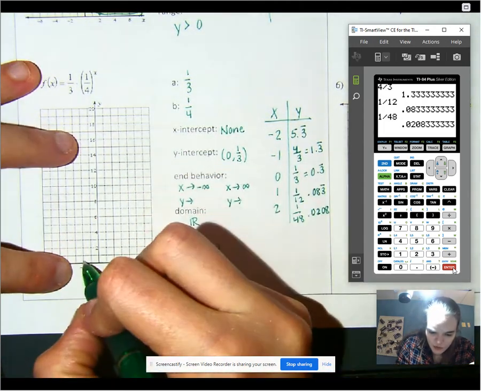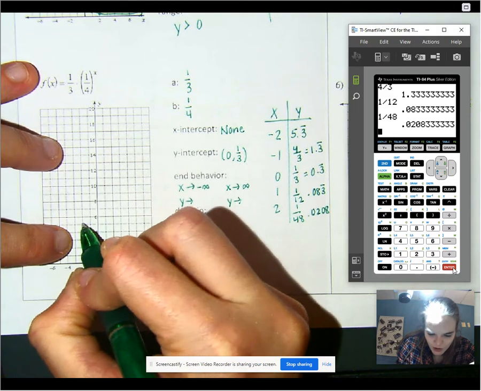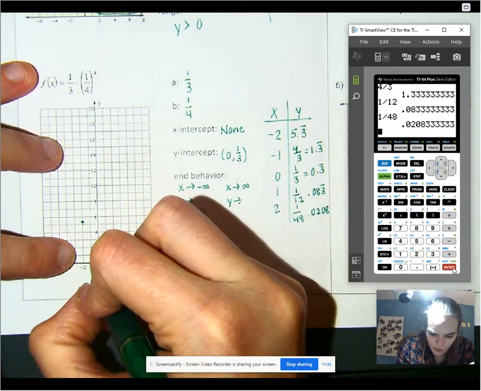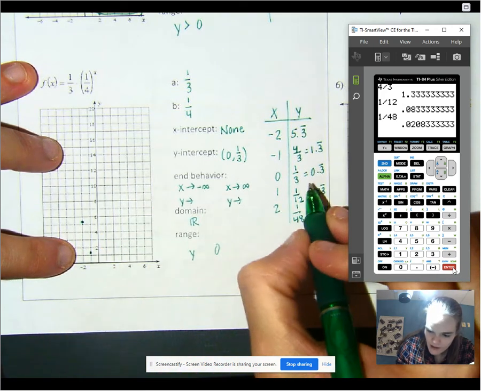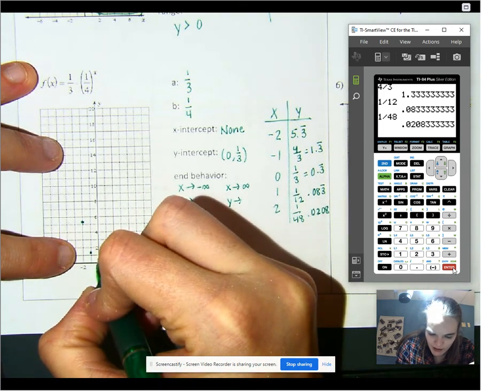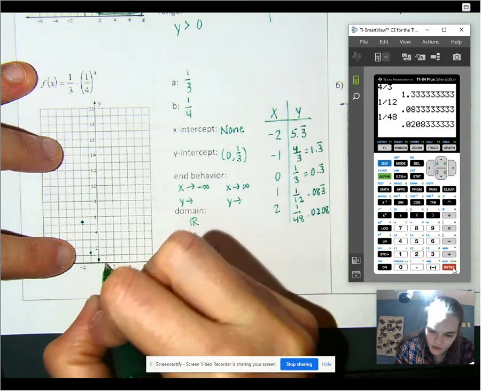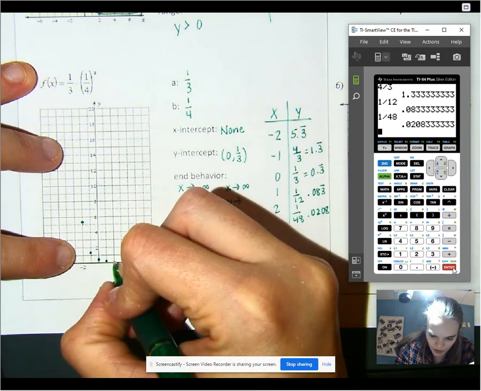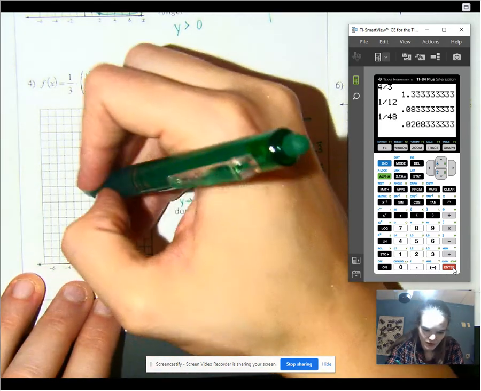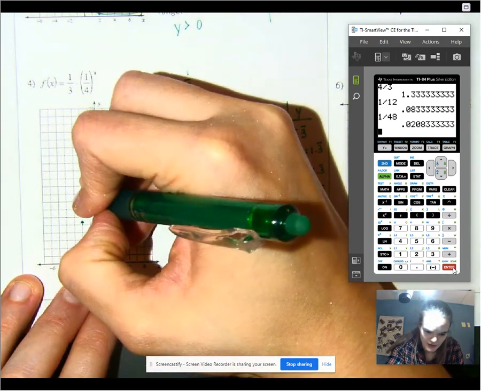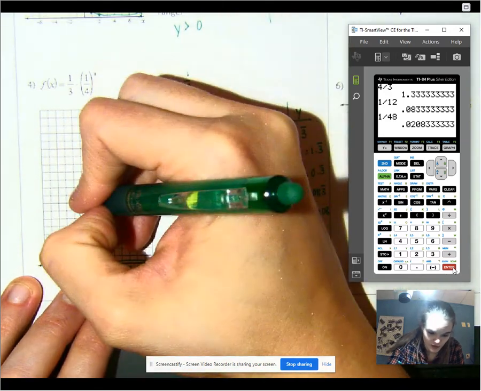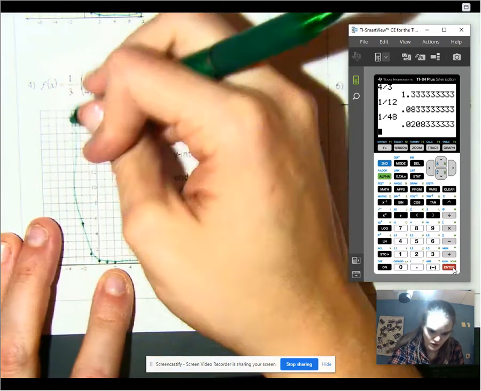So -2, going to go up to 5, and we're going to go a little above 5. -1, we're going to go up to 1 and go above it. 0 is 1/3, so at about a third. 1 is 0.08, it's close to 0. And 2 is even closer to 0. Okay, we're just really close to that line right there. It's going to be really close to 0. It's not going to cross. Remember, they don't cross.